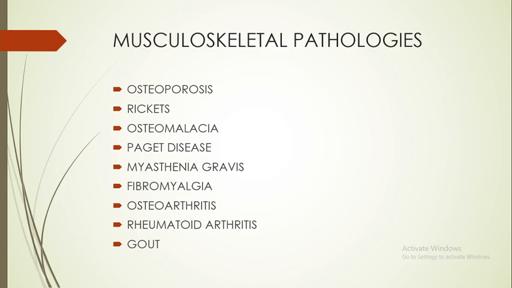First of all, I would like to pay attention to the musculoskeletal disorders or pathologies, which is the ninth topic of the pathophysiology learning guide. Under musculoskeletal pathologies, we have main diseases. What are those? First, osteoporosis. Then we have rickets, osteomalacia, Paget's disease, myasthenia gravis, fibromyalgia, osteoarthritis, rheumatoid arthritis, and gout. You can refer to these when you get the presentation. According to the slides, we will discuss the main diseases.